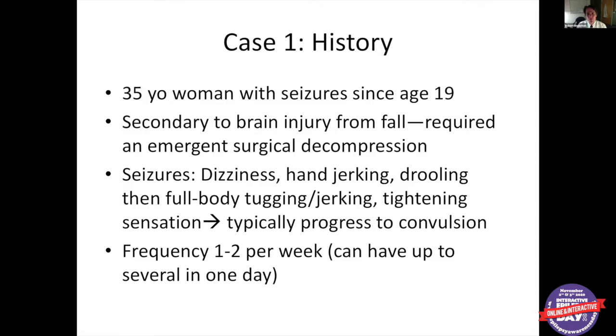And then unfortunately it frequently progresses to a convulsion. And it happens a lot, convulsions 1 to 2 times per week. For a person who's trying to work and have a family, it's remarkable.